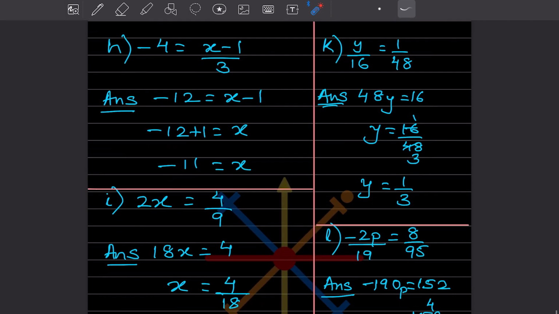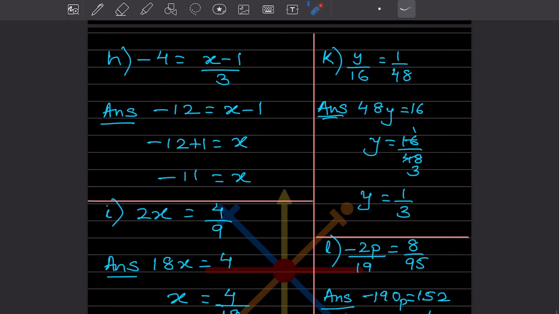Now the next question says that minus 4 is (x minus 1) by 3. So what did I do? This 3 is in the denominator, which means it is divided. I took this 3 to the left hand side. So minus 4 multiplied by 3 is going to be minus 12. And this is the same, x minus 1.